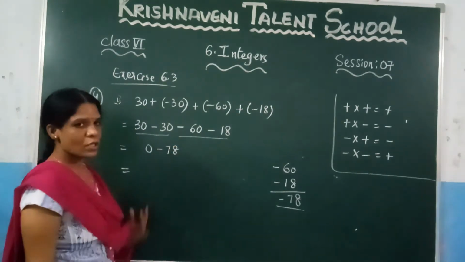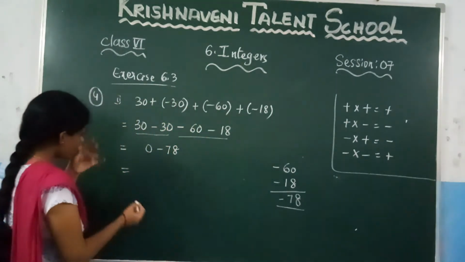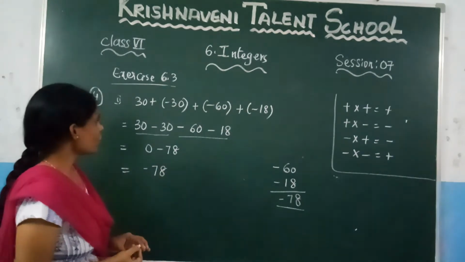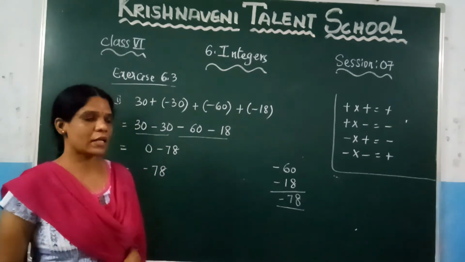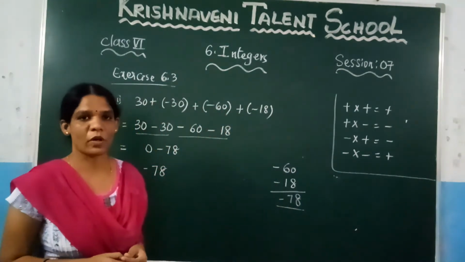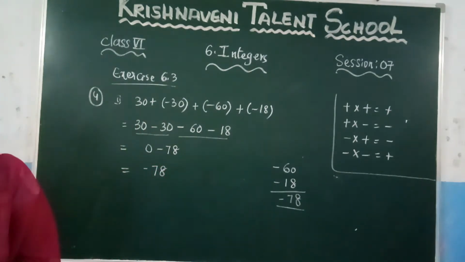Now 0 minus anything which gives you the same number, you know that one. So that answer, which is minus 78. So you need to solve what is there in the brackets first. After that, by applying these concepts, you can solve any kind of problem about these integers. Now let us go for the next question.